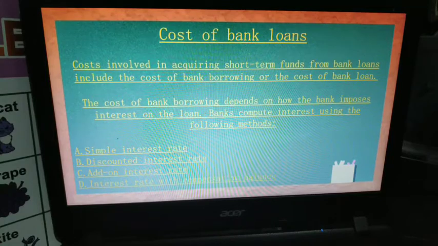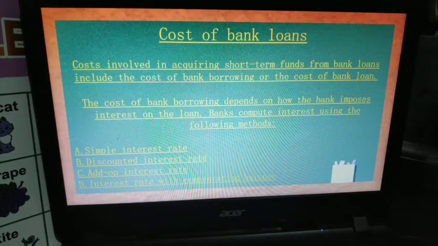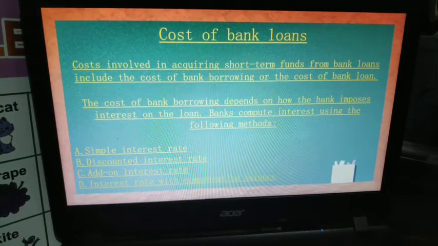Cost involved in acquiring short-term funds from bank loans includes the cost of bank borrowing or the cost of bank loan. So, the cost of bank loan borrowing depends on how the bank imposes interest on the loan. Banks compute interest using the following methods. We have the simple interest rate, discounted interest, add-on interest rate with compensating balance.